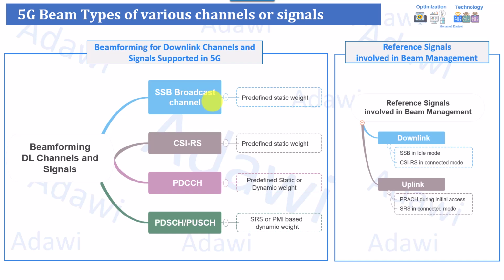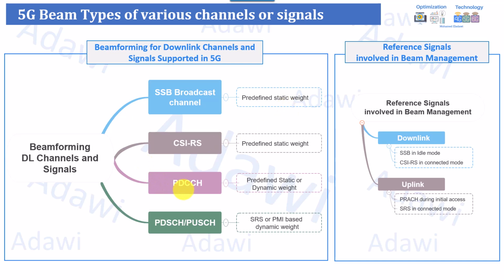This was the main part supported in 4G beamforming. However, the good news in 5G is that it can support beamforming for almost all the signals and channels. For example, in the idle mode, this is supported in the SSB broadcast channel or the common beam, and also in the CSI-RS, the channel state information reference signal. Both of those are kind of a predefined static weight. They have fixed beams in a specific location, and this will be scanned by users, and we'll be covering this in detail in the next slide.